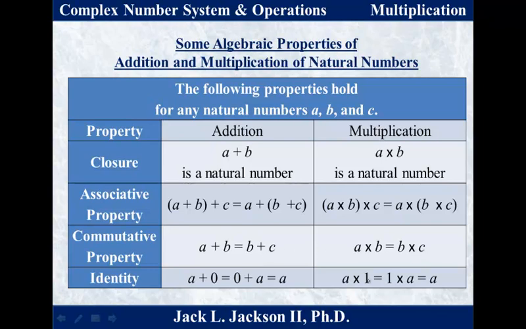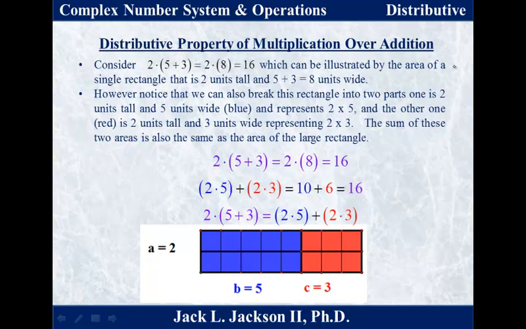So. And then we have an identity element. The identity element for addition is 0. A plus 0 is the same as 0 plus A, which is A. So A retains its identity when you add 0. What's going to be the multiplicative identity? Well, you know it's 1. A times 1 is the same as 1 times A, which is A again.